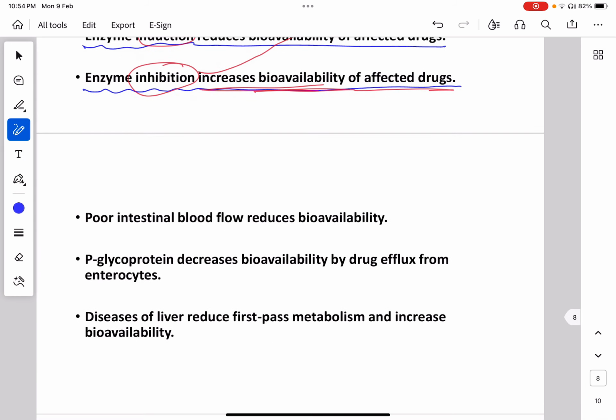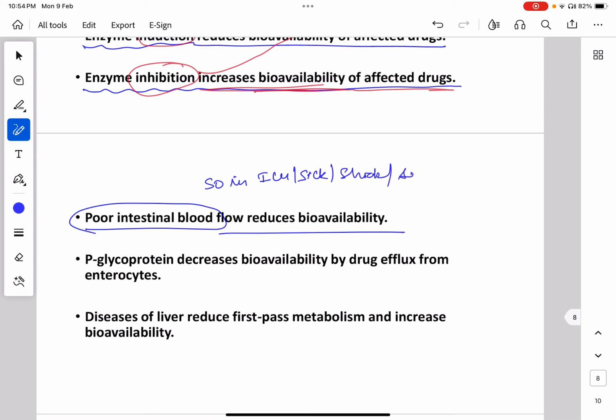Now coming to the next line, poor intestinal blood flow reduces bioavailability. This is again an important point. Usually in an ICU or sick patient, especially a patient in shock or sepsis, the intestinal blood flow decreases because of poor perfusion, and so it reduces the bioavailability. So in such sick patients, which drug route is preferred? IV administration, that is the intravenous route, is preferred.